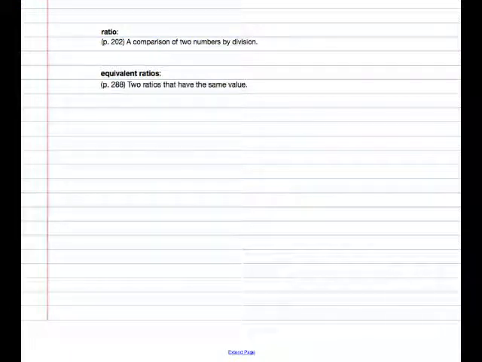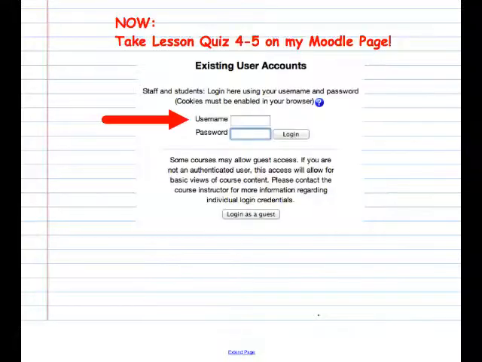The vocabulary in this lesson is ratio, a comparison of two numbers by division, and equivalent ratios, two ratios that have the same value. At this point, you have completed the video.